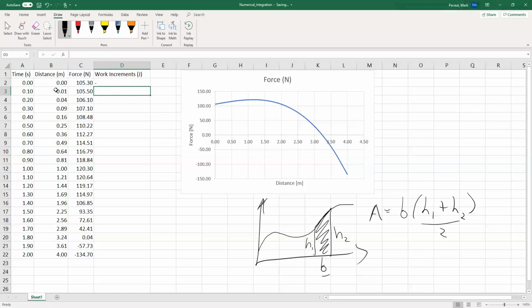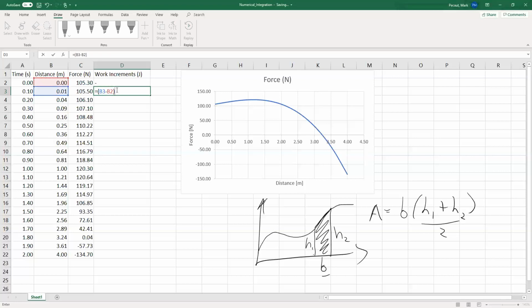For the base, I'm going to use the difference between these two cells here. So I'm going to start my formula out with an equal sign to tell Excel I want to use a formula. And then I'm going to open some parentheses, and I want to take the difference between this cell and this cell.